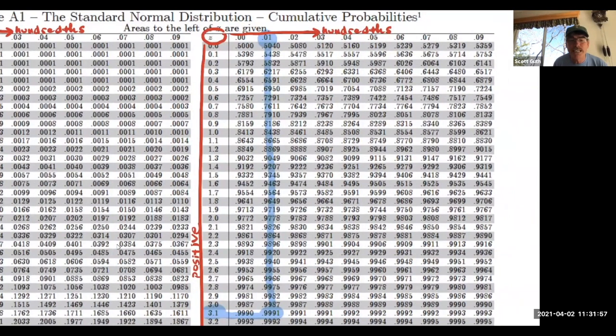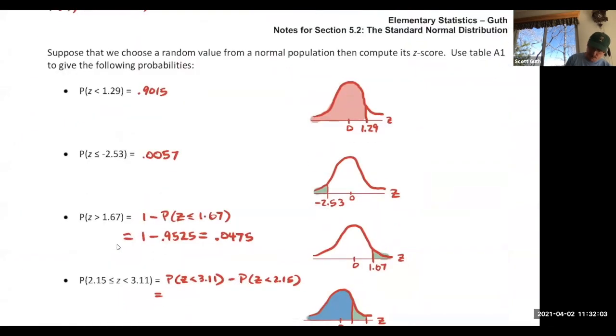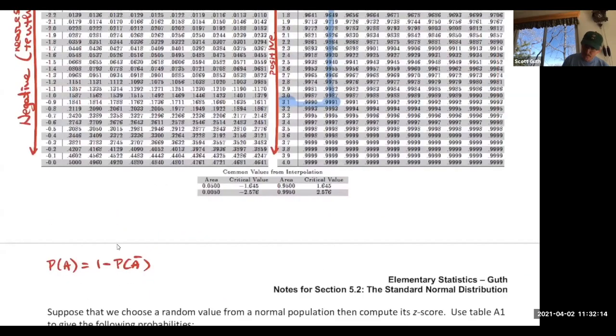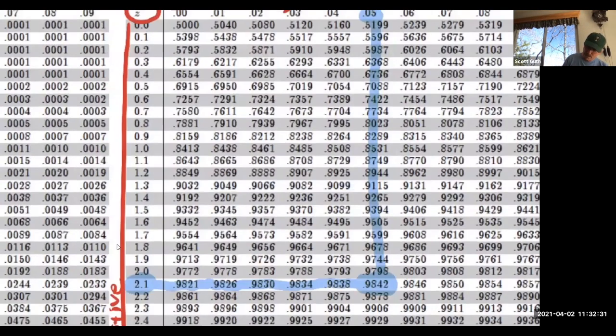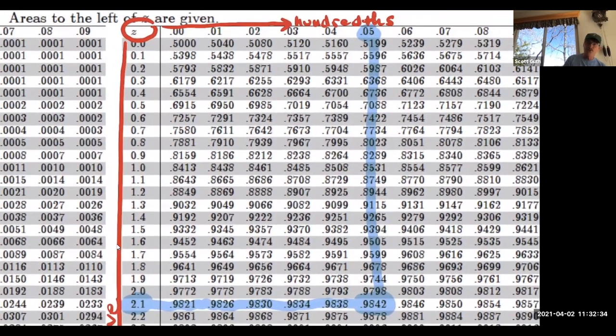Okay, and you get 0.9991, right? So we can go down here and put down, the first one was 0.9991, minus, now do 2.15. So going back up, 2.15. Here's 2.1, and I have to go out 0, 1, 2, 3, 4, 5 to here. And I think you see the 0.9842 there. That's what you're subtracting.